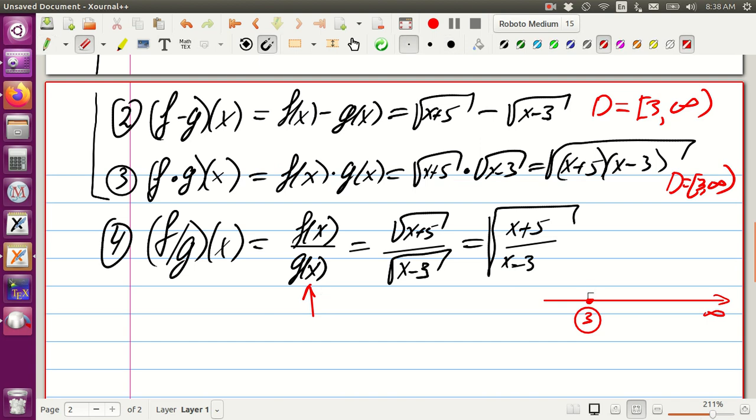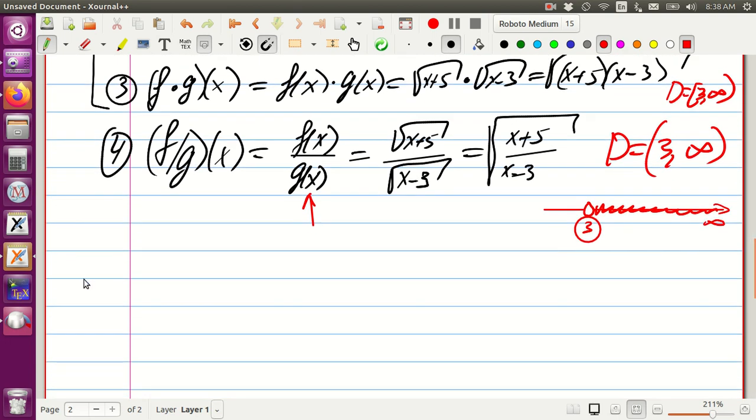So that means we have to exclude 3 from consideration for the domain of the fraction, and so our domain will be 3 to infinity, but with parentheses and parentheses. So that concludes this exercise. Let's move to the next one.